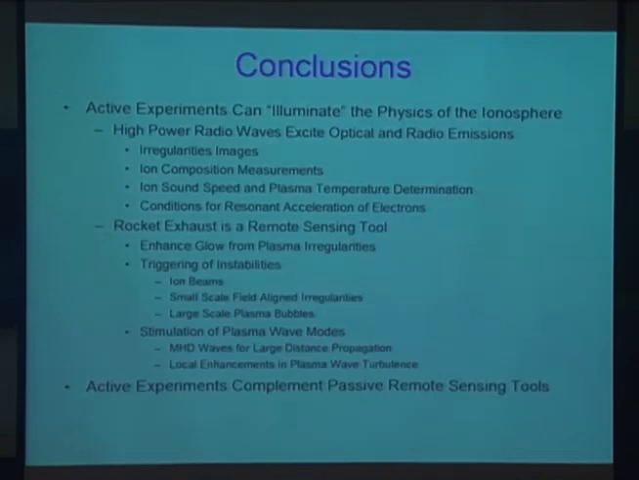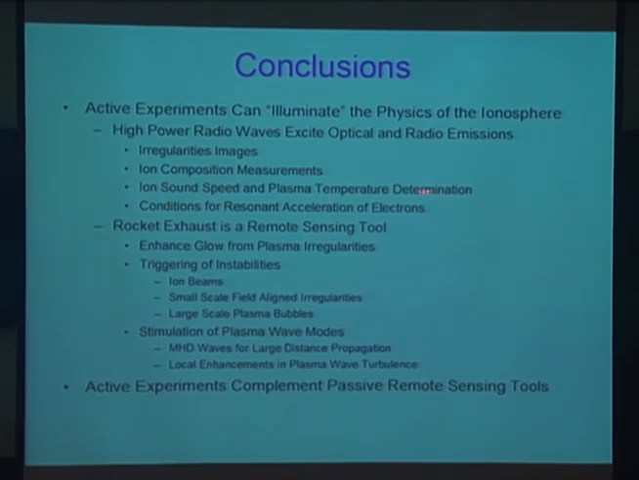So in summary, active experiments can really illuminate the physics of the ionosphere. With high power radio waves, we can excite both optical and radio emissions. We can make irregularities visible that are normally not so visible. We can measure the ion composition, the ion sound speed, and plasma temperature, and also the conditions for resonance acceleration of electrons to make artificial air glow and to break down the neutrals.